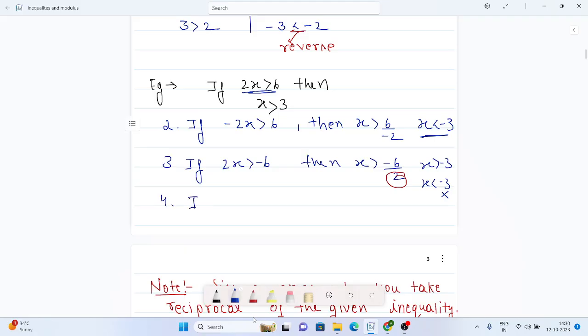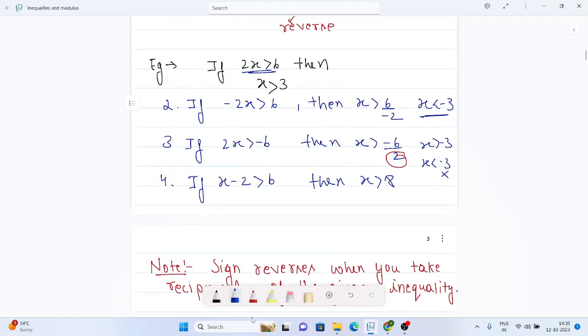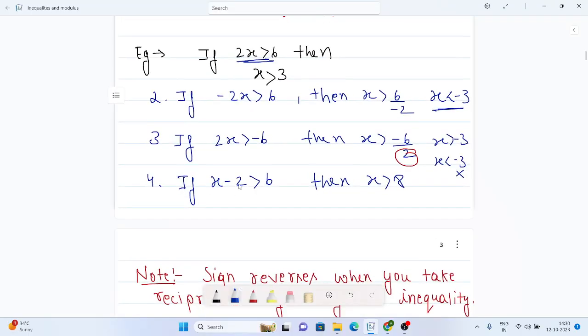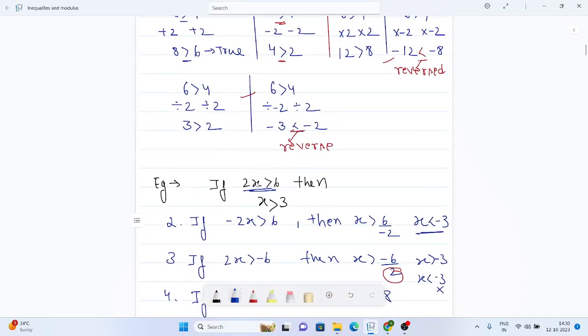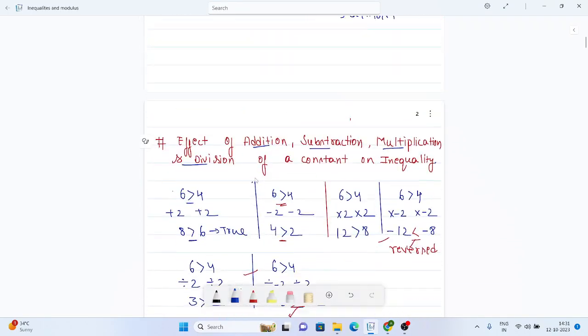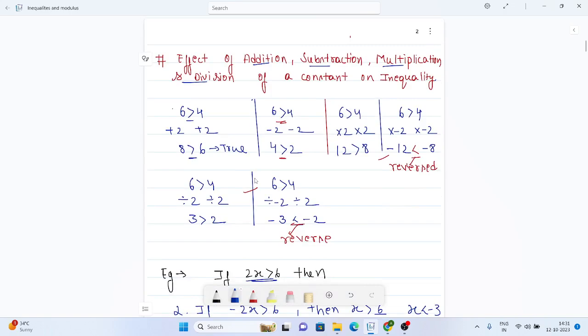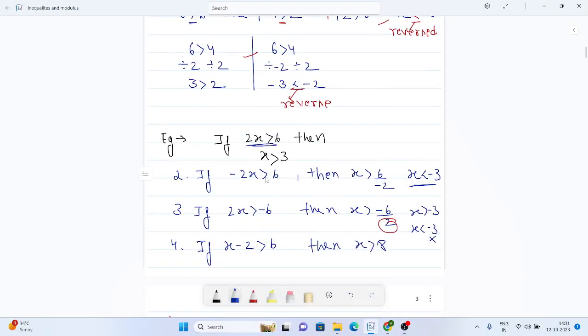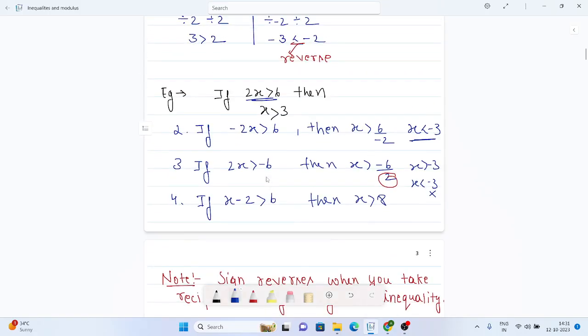Now I come to the fourth one. If x minus 2 is greater than 6, then what is the value of x? Then definitely x is greater than 8. So do you understand this concept? Any problem in this? If not, then note it down and let me know when you are done so we can move forward. Just give me a minute, I will scroll down for you. Okay, note down this first, then we move ahead. Done? This also done? Okay.